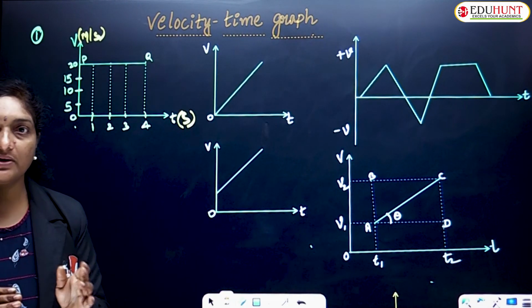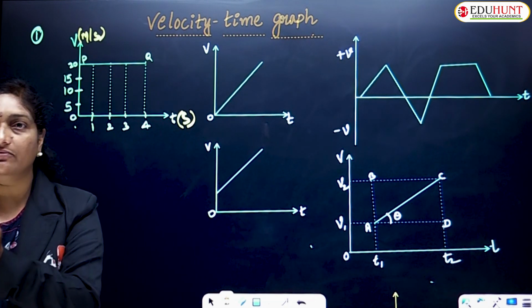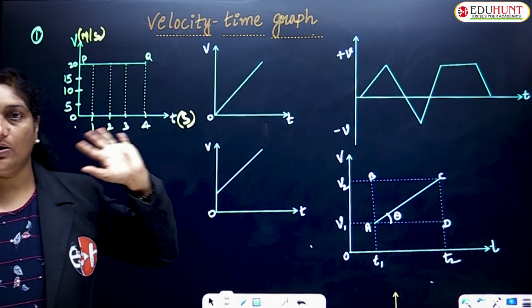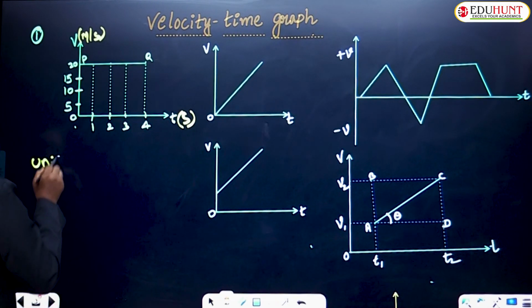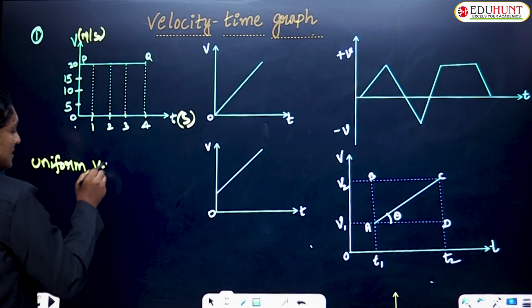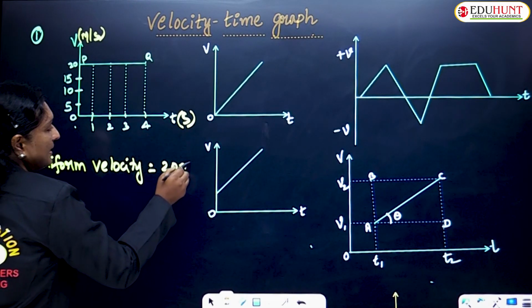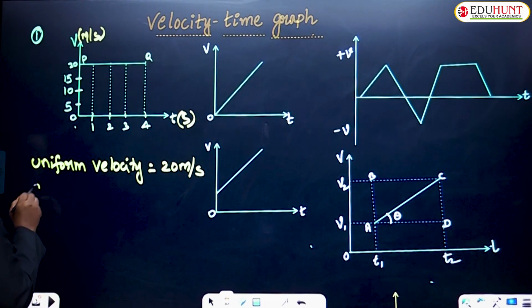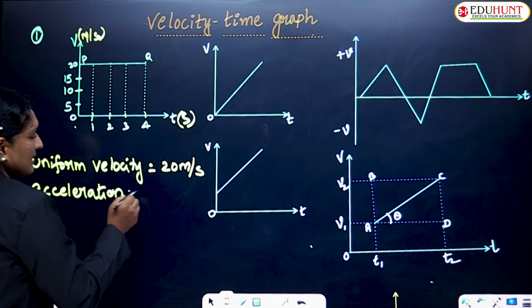So we observe that after every fraction of seconds, the body has the same constant velocity. Hence, we can conclude that the body moves with uniform velocity. And how much is the velocity? Every time it maintains 20 meter per second. The speed of the body, that is the velocity of the body, was found to be 20 meter per second. Since slope equals 0, we can also conclude that the acceleration of the body is 0.